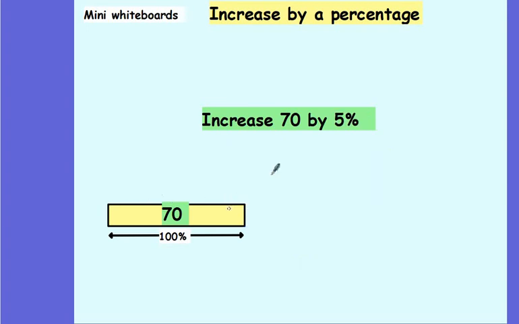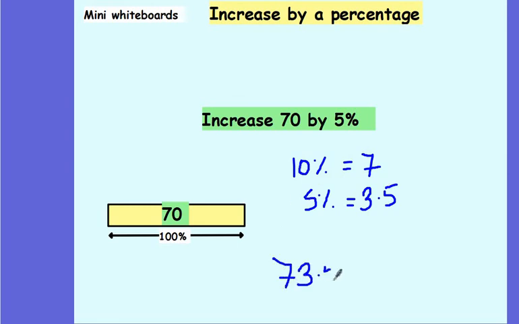Next up, increase 70 by 5% for me. Pause the video if you need. Rightio, we know 10% is worth 7. Robert, what's 5% worth? Half of that, so 3.5. So we're adding on 5%, which gives me 73.5.